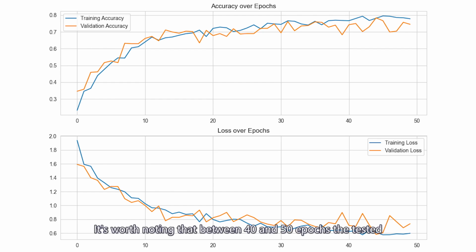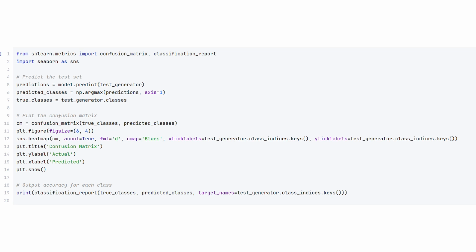It's worth noting that between 40 and 50 epochs, the test accuracy is a bit lower than the training accuracy, which could indicate that the model is overfitting a bit, but not by a lot. So we cannot be completely sure about this, but it should be paid more attention to in future training.